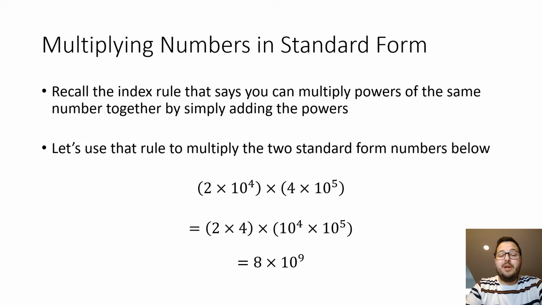So for example, if we wanted to times 2 times 10 to the 4 times 4 times 10 to the 5, we can rearrange this a bit. So we're just doing them in a different order. So 2 times 4, bringing those numbers together and bringing the powers of 10 together. 10 to the 4 times 10 to the 5. Now 2 times 4 is 8, and we can add up these powers of 10. So it's 10 to the 4 plus 5, which is 9.